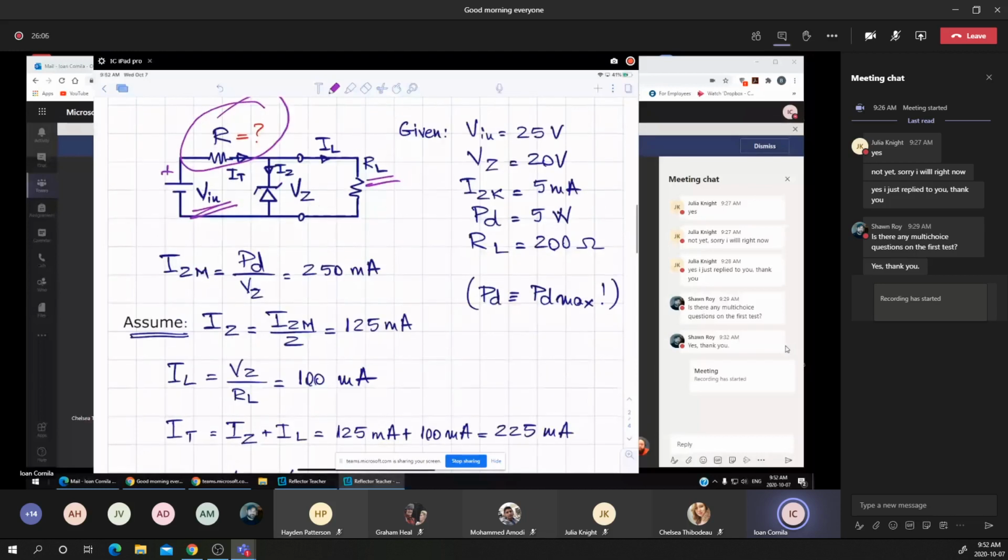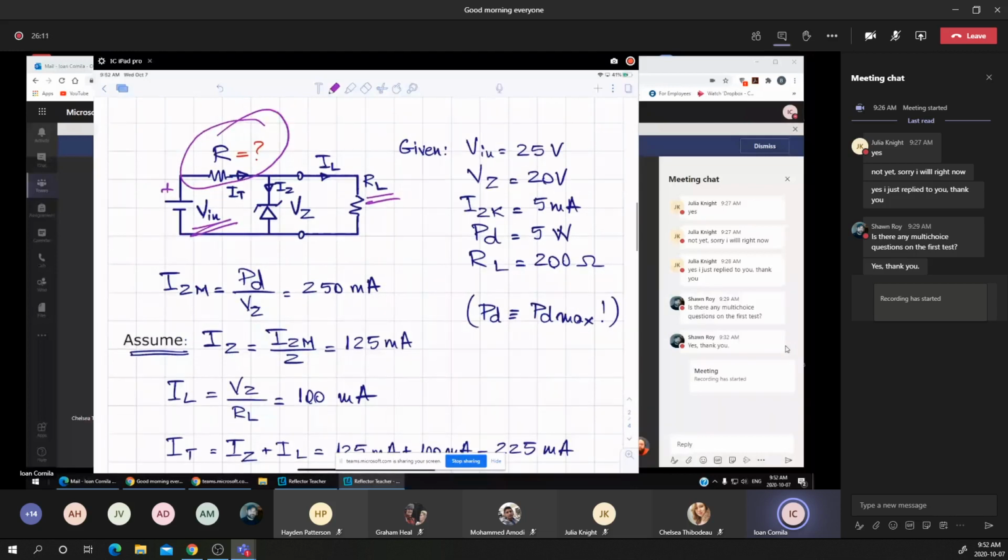Now we have to make the same approach. You notice that in this given data, the IZ max is not given. If it's not given, we are using the known equation that the PD max, or simply the PD, is the IZ multiplied by the VZ, to determine the IZ current. Now, let's go back to this diagram.